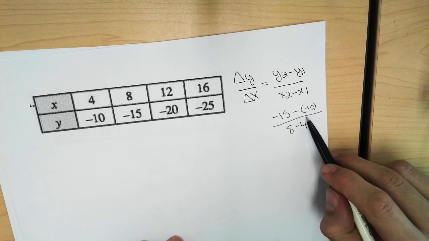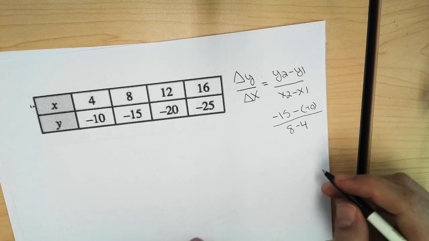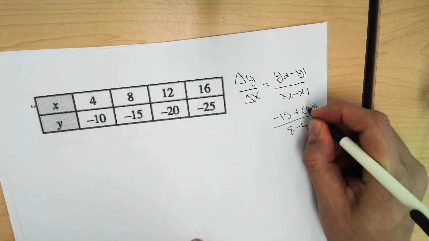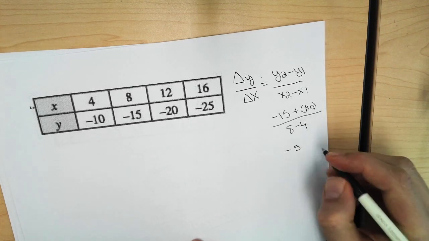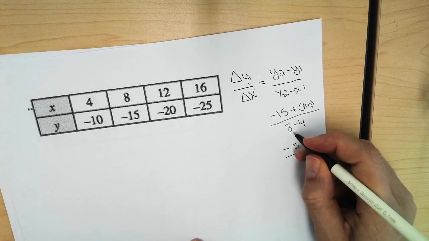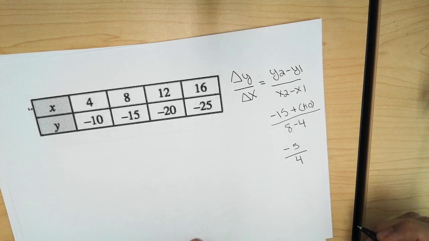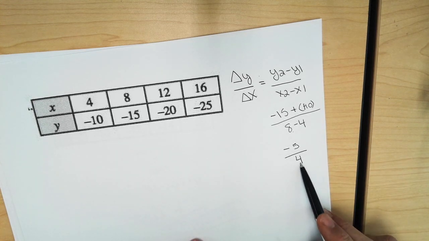Now I'll simplify this part of my expression here. And this is going to equal, turns to a positive, minus 5 over 8 minus 4 is 4. So my rate of change for this table is minus 5 over 4.